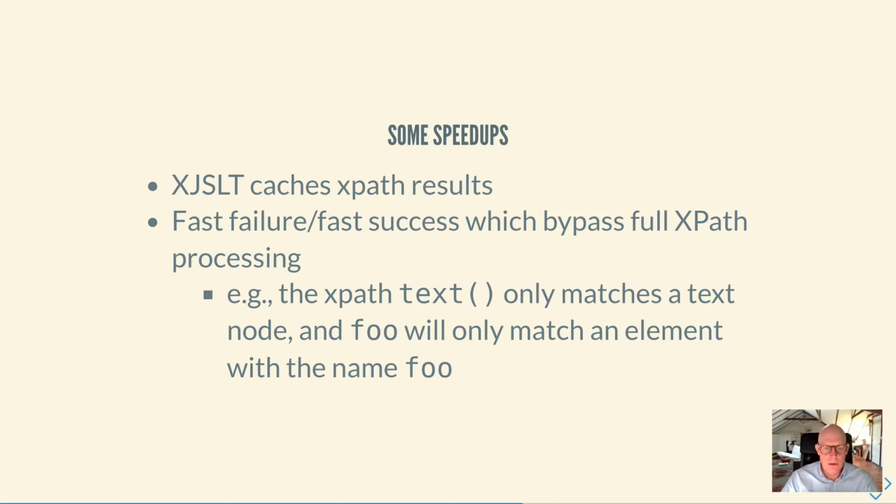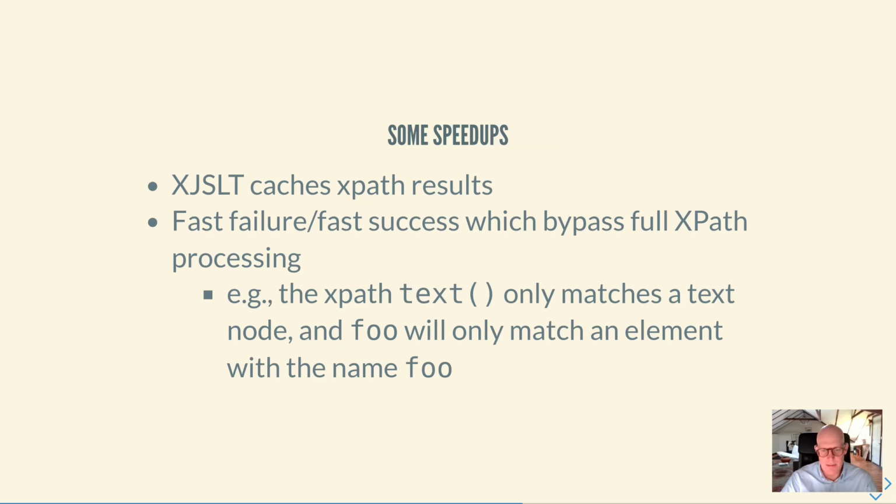But we do a few speed ups right now. We cache XPath results. So when we call an XPath on a given node, with a given node context, I should say, we cache those results, which means it's a little faster than would be otherwise. We also have what I call some fast failure or fast success to bypass full XPath processing when we're looking at a given template pattern and a given node.